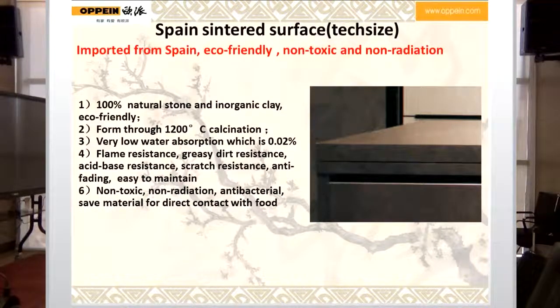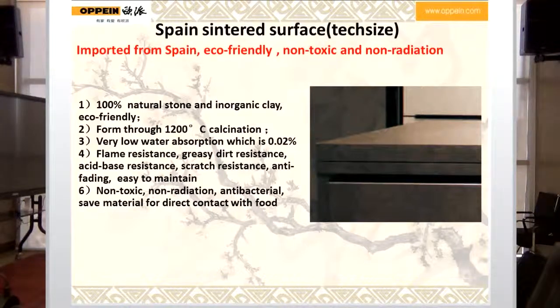Okay, Spanish center surface, imported from Spain. It is eco-friendly, non-toxic, and non-radiation. The features are as below: 100% natural stone and inorganic clay, eco-friendly, formed at 1200 Celsius degrees.